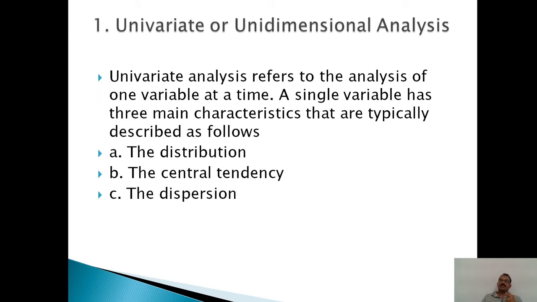Univariate or unidimensional analysis. Univariate analysis refers to the analysis of one variable at a time. At a time, we are analyzing only one variable. A single variable has three main characteristics that are typically described as: first one, distribution; second one, central tendency; and third one is dispersion.